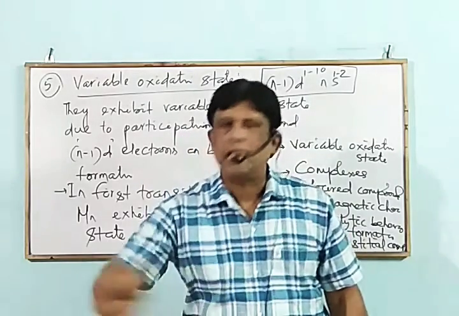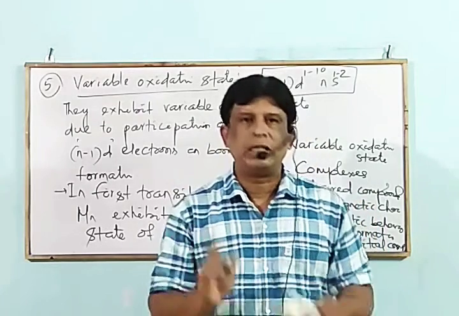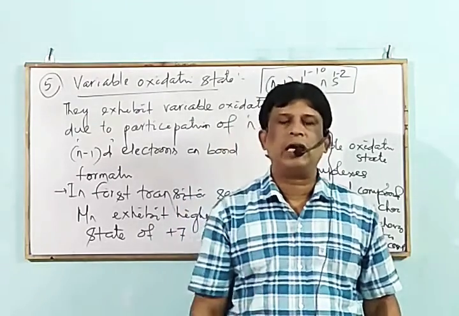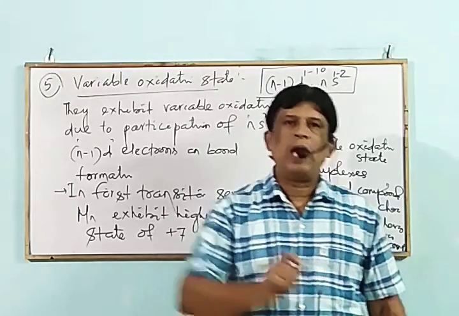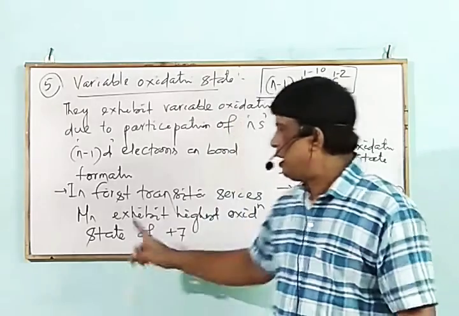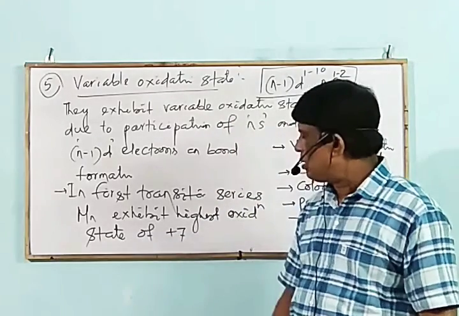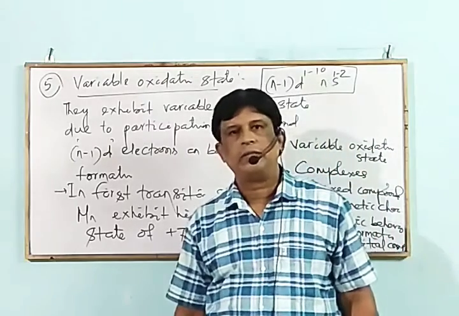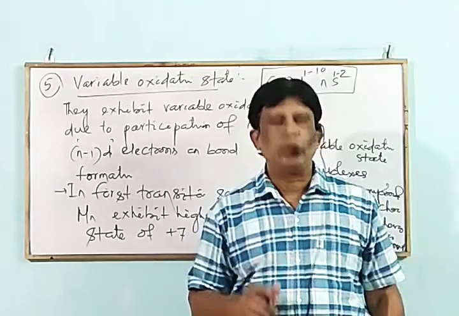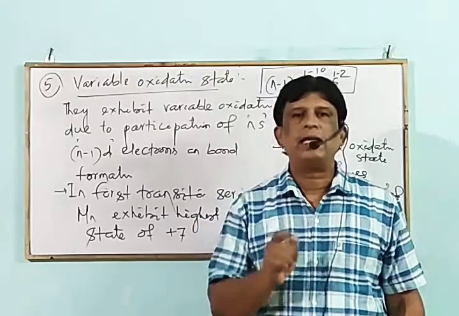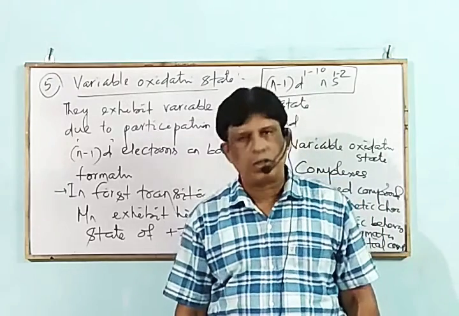So in the first transition series, most of them exhibit a common oxidation state of plus 2. And normally this value increases. I repeat again, in the first transition series, manganese exhibits the highest oxidation state, that is plus 7. And in the periodic table, osmium and ruthenium, Os and Ru, exhibit the highest oxidation state of plus 8.